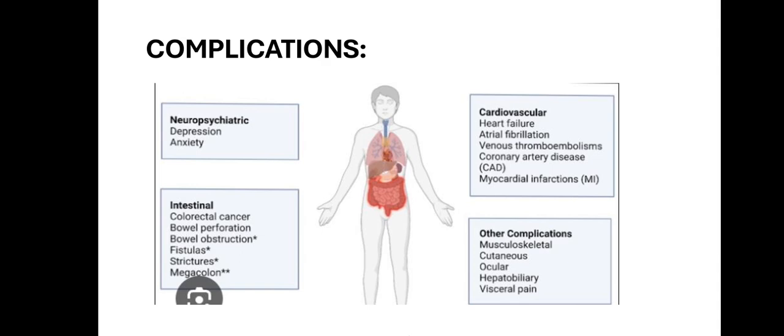The complications include neuropsychiatric: depression, anxiety; and intestinal: colorectal cancer, bowel perforation, bowel obstruction, fistula, strictures, megacolon. Cardiovascular includes heart failure, atrial fibrillation, venous thromboembolism, coronary artery disease, myocardial infarction. The other complications are musculoskeletal, cutaneous, ocular, hepatobiliary, and visceral pain.